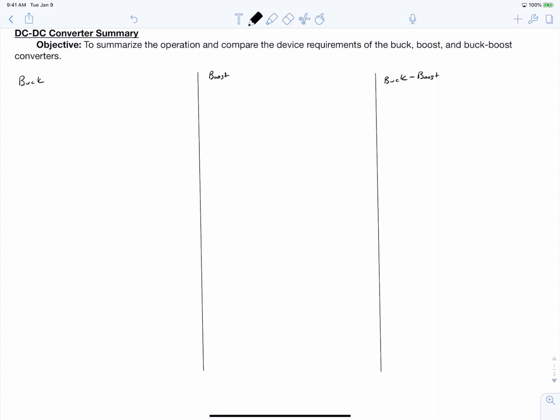The objective of this video is to summarize the operation and compare the device requirements of the buck, boost, and buck-boost converters.